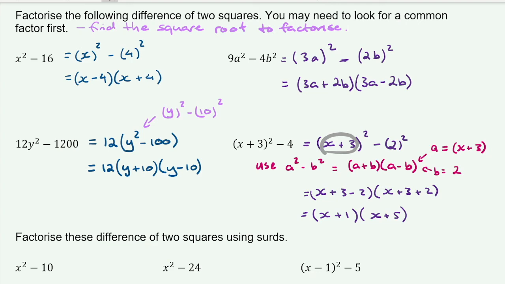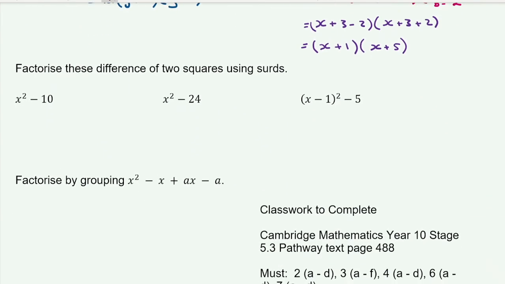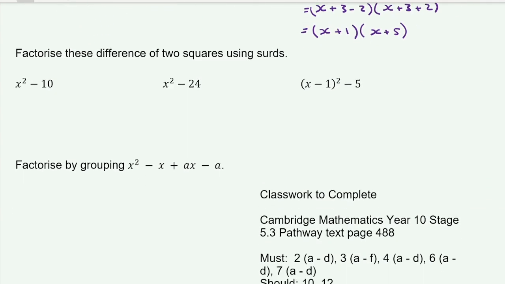These are tricky, so keep following along. Rewatch the videos if you have to. Now we've got difference of two squares that are going to have some surds in them. Same basic idea. Okay. So we're going to have x squared minus the square root of 10 squared, which then will give me x plus the square root of 10, x minus the square root of 10.